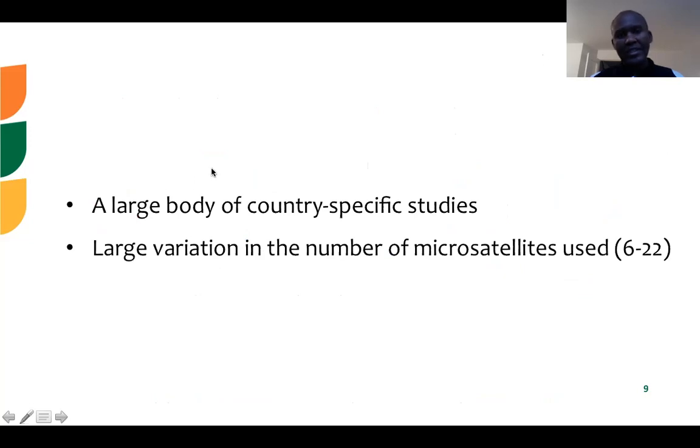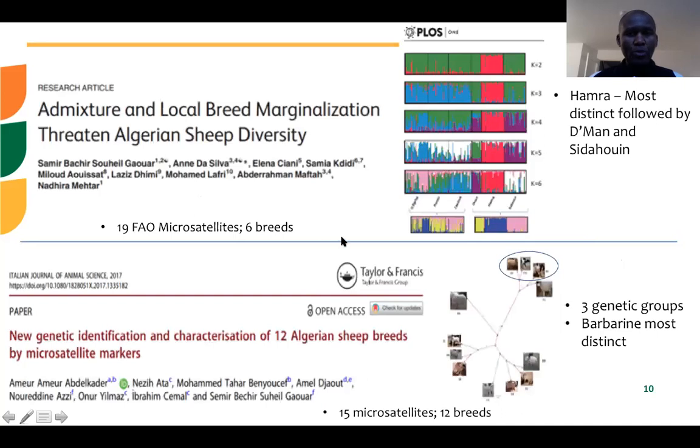As I've indicated, there have been several studies done, but these have mostly been done at a country level, and the number of microsatellite markers that have been used to investigate the genetic diversity and structure have ranged between 6 and 22. I would like to point out a few of these studies, and to start us off, I would like to talk about 2 studies that looked at the diversity and structure in Algerian sheep. The first study analyzed 19 microsatellite markers in 6 breeds, and the second study analyzed 15 microsatellites in 12 breeds.